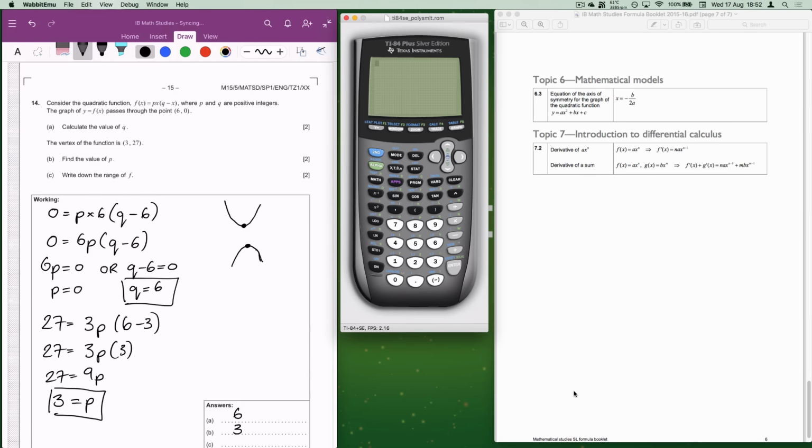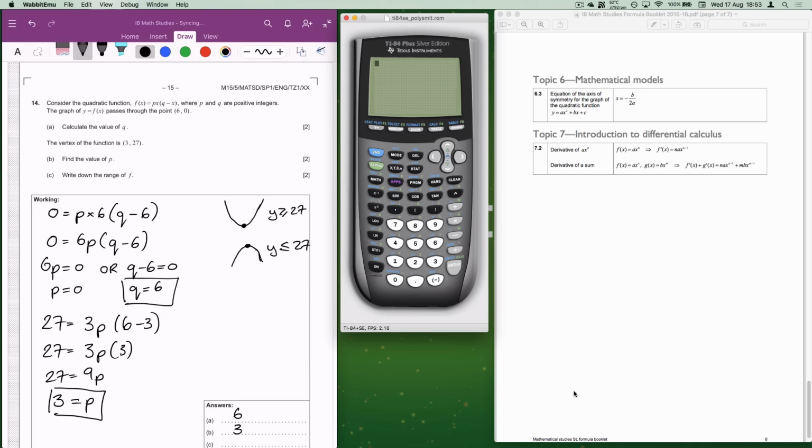Now, the question is the range. Now, this is all the values that we're allowed to have for y. And either we've got a graph that looks like this, and so y can be greater than or equal to 27, or y can be less than or equal to 27, because both of these points have y values on it. So we need to figure out what kind of graph it is.